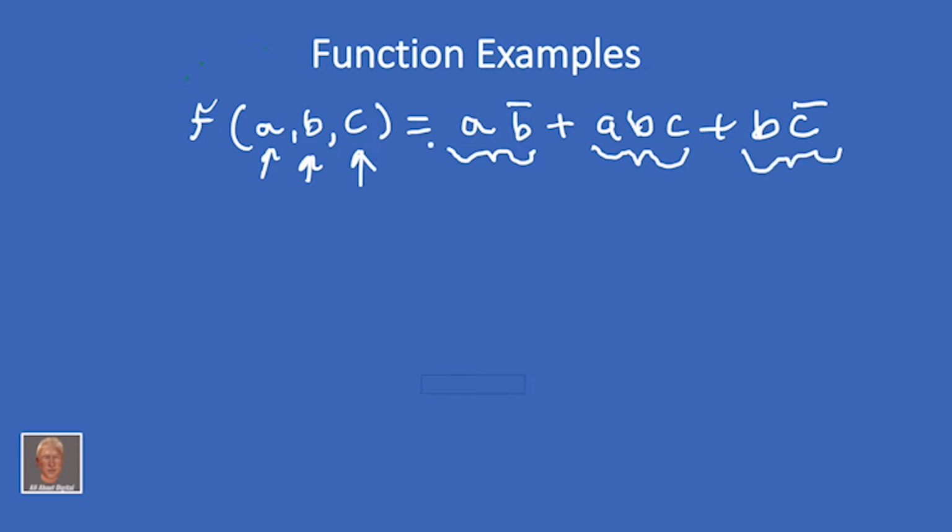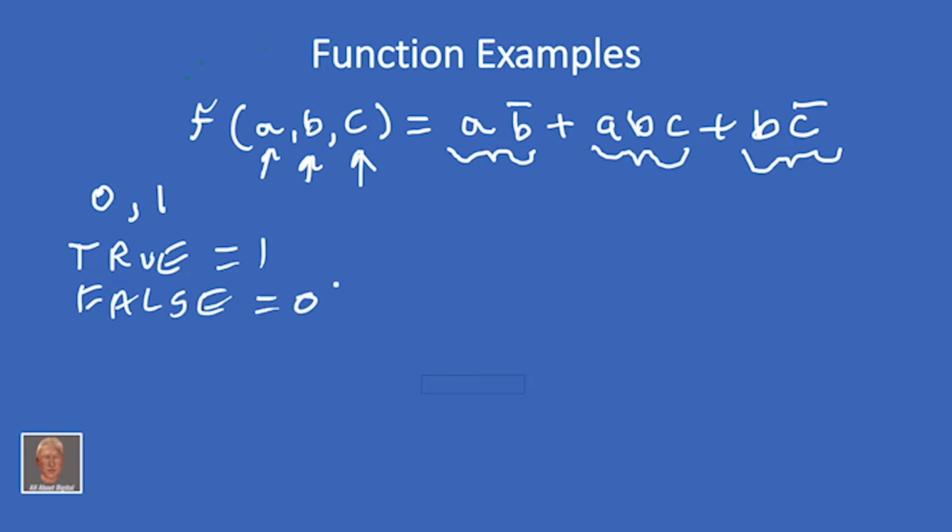Now, each of these Boolean variables can have two values, either a 0 or a 1. Or you can call it, it's either true if it equals a 1, and false if it equals a 0. Okay?